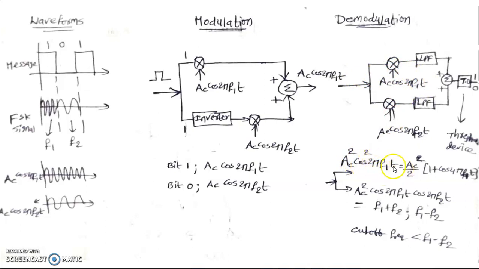It is nothing but cos square theta is equal to (1 plus cos 2 theta) by 2. So it is equal to Ac square by 2 into (1 plus cos 4 pi fct). So this is the term before the low pass filter.